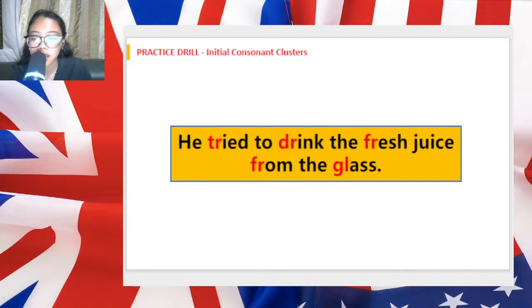Again, the splendid spring stream sparkled in the sun. Next to that is: he tried to drink the fresh juice from the glass. Okay, that's plenty. Again, he tried to drink the fresh juice from the glass. Your turn.